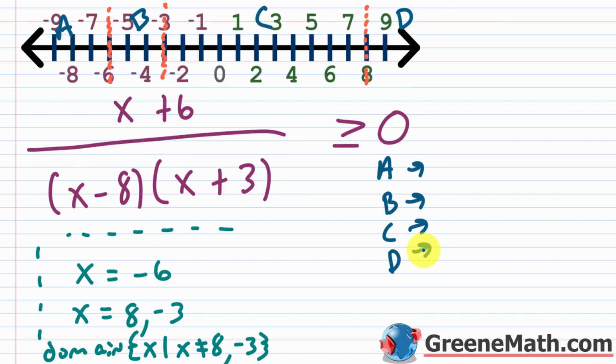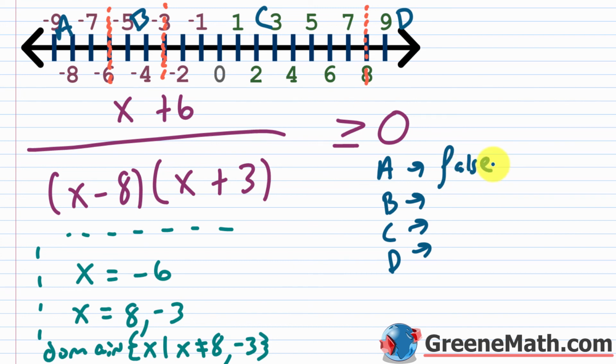So for A, I would just pick something like maybe negative 7. So again, just think about the sign. So negative 7 plus 6 is going to be negative 1. So you could just put negative there, or if you want to put negative 1, that's fine. This would be over. You have negative 7 minus 8, which is negative 15. So this is a negative. And then negative 7 plus 3 is going to be negative 4. So this is a negative. So basically, you'd have a negative over a positive, which is negative. Now, a negative is not greater than 0. So this would be false.